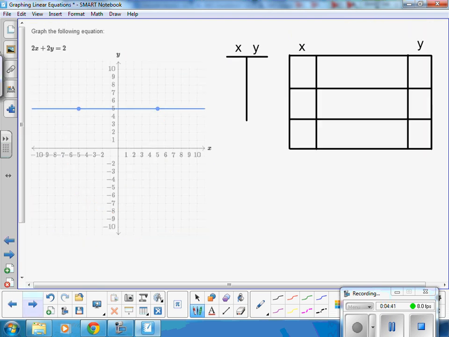In the next problem, we have not the form y equals mx plus b, so I need to rewrite that. So I'll start with 2x plus 2y equals 2. Now, in the last few assignments and throughout, we've done a ton of problems where we have to rewrite something that looks like this into the form y equals mx plus b. You need to know how to do this. This will be on your test, so you have to know how to do this.